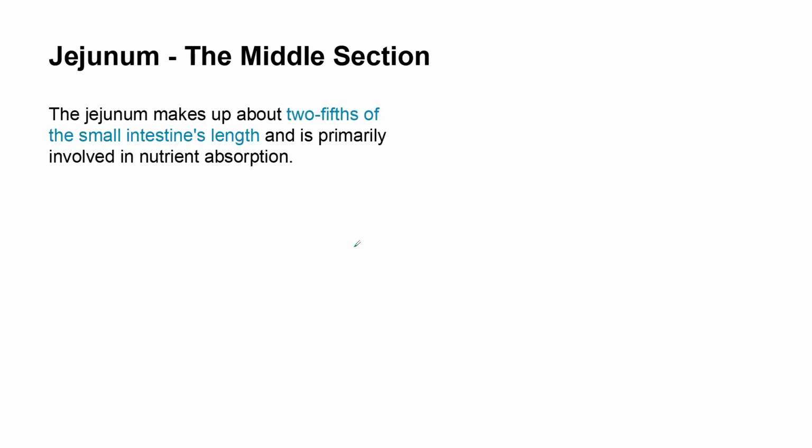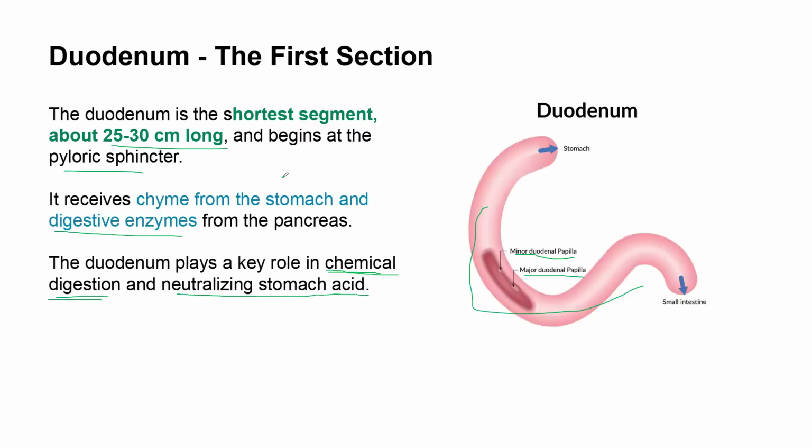Then the next thing is the jejunum, the middle section. The jejunum makes up 2/5 of the small intestine's length. So it means that it is huge, and it is primarily involved in nutrient absorption. You see here, the major function of the jejunum is very important in nutrient absorption. But for the duodenum, the major function is also digestion. Its role is involved in chemical digestion and the neutralization of food as a result of mixing with the stomach acids.